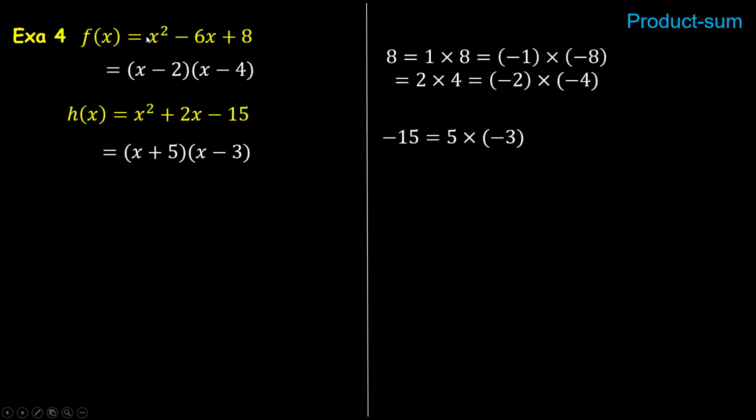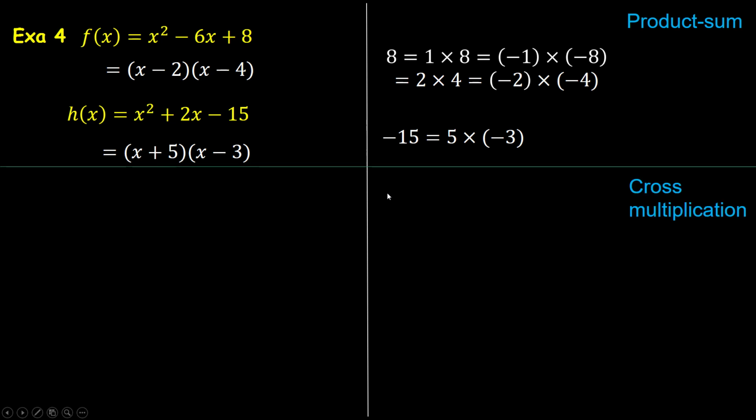Now, I should say that the product sum method works only when the coefficient of x squared is 1. If it's not 1, if you try to use a similar idea, then you end up with something called cross multiplication. It's really the same idea, except that the coefficient here is not necessarily 1. Okay, so here is one example. Basically, if you follow the same idea as before, you want two numbers whose product is 2, and then another pair of numbers whose product is minus 6. And then when you do cross multiplication, it should give you the middle term, which is minus 1.